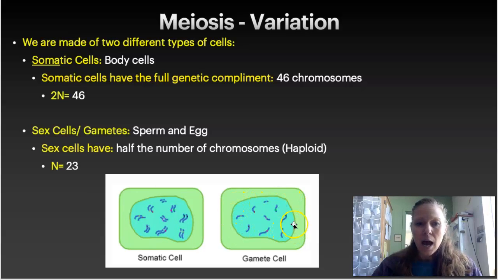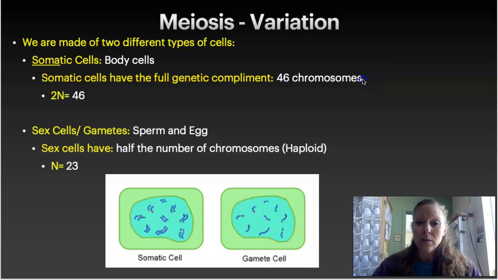Whereas sex cells are also known as gametes, also known as sperm or egg. This is the second type of cell that you're made of. So we have somatic cells and we have sex cells. And our sex cells are a little bit different than our body cells. Our sex cells have half the number of chromosomes. So we see here that in the somatic cell we have two first chromosomes, two second chromosomes, two third chromosomes. And if we look at the sex cell, the sperm or the egg, we have one first chromosome, one second chromosome, one third chromosome. So we have half the number of chromosomes. These are haploid cells, whereas somatic cells are diploid cells.